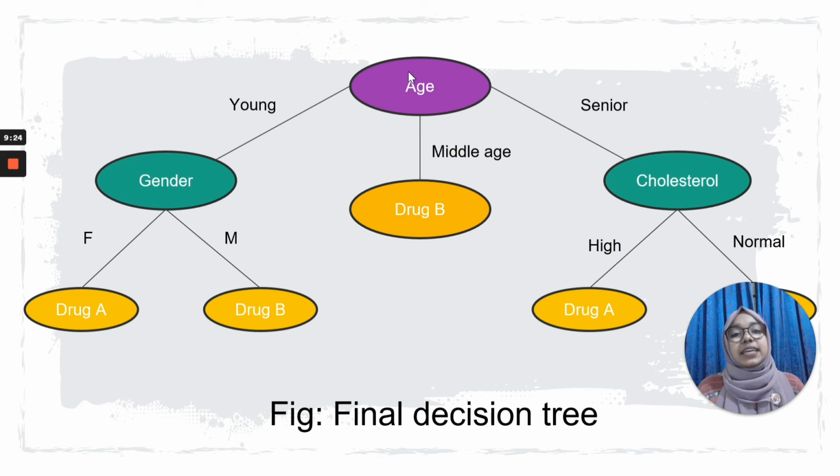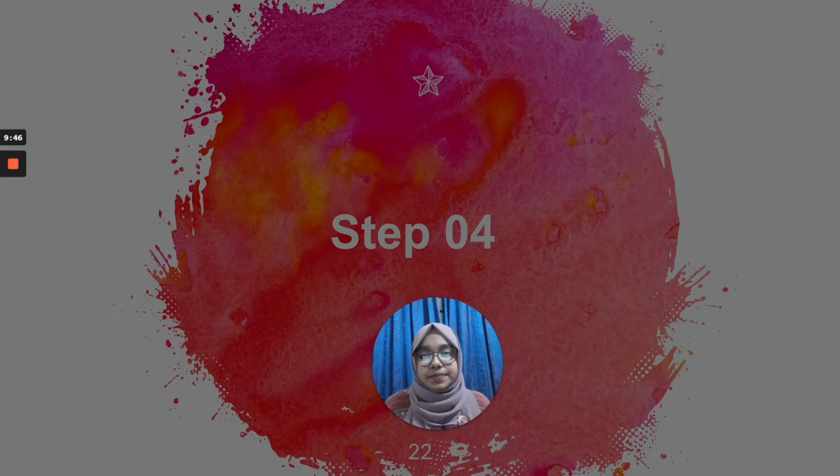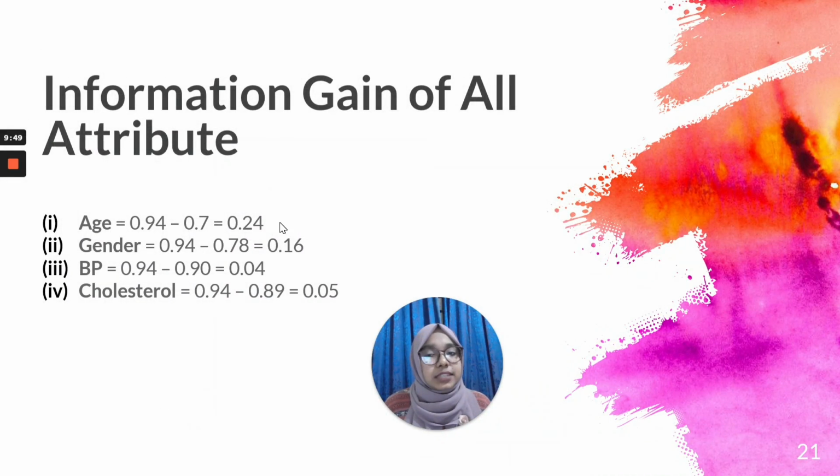After that, the age goes via the senior value, which is similar to young. In this case senior belongs not only to drug A or only to drug B, so we have to choose another attribute. So which variable do we take? Among these variables we have taken age and gender, and we haven't used blood pressure and cholesterol. Of these two variables the largest is cholesterol, so we take cholesterol as a child.